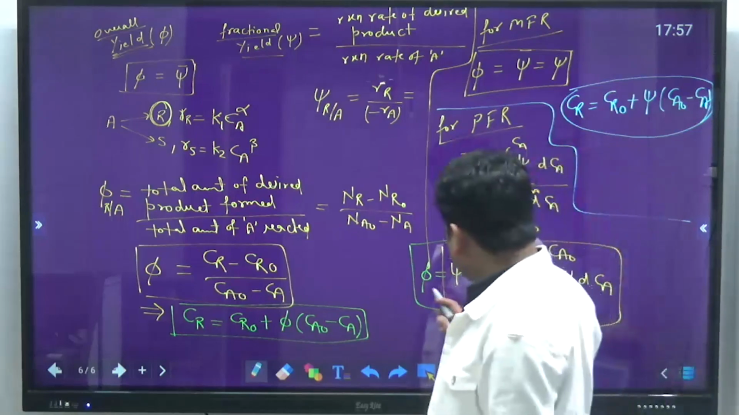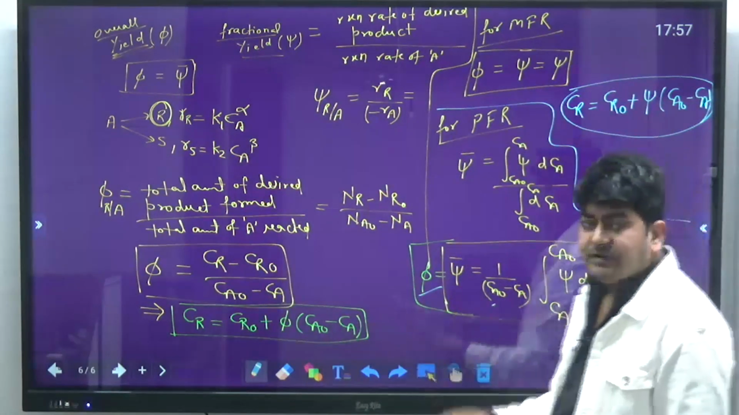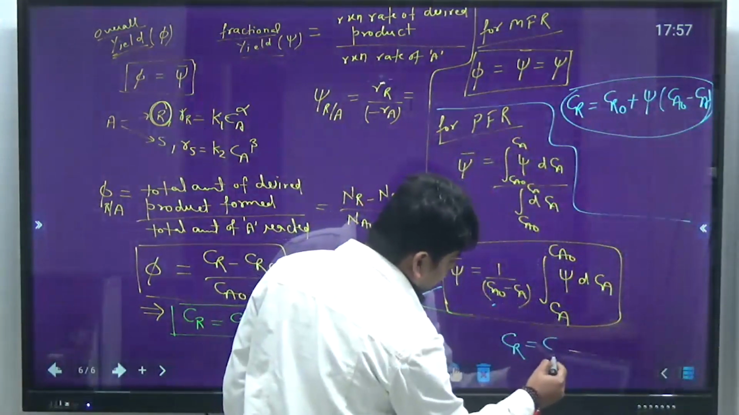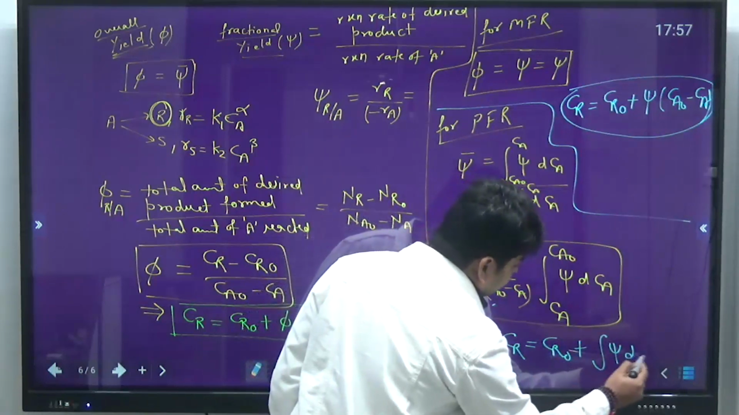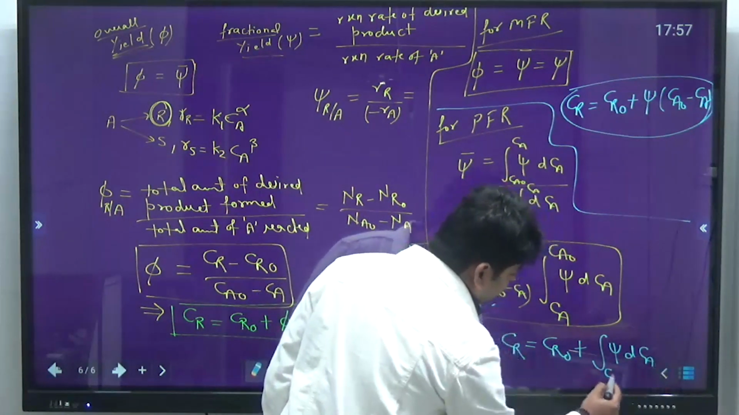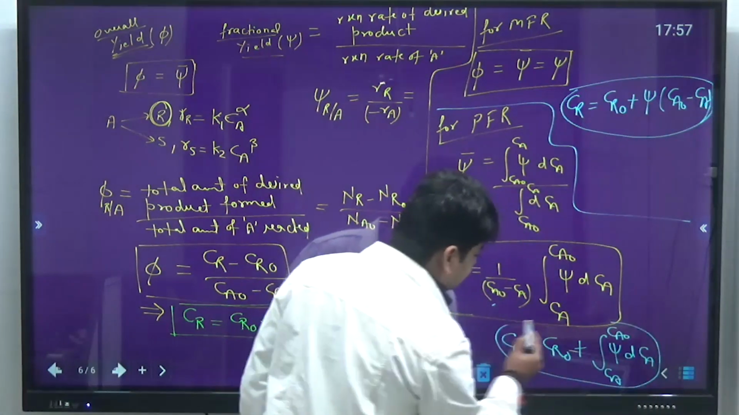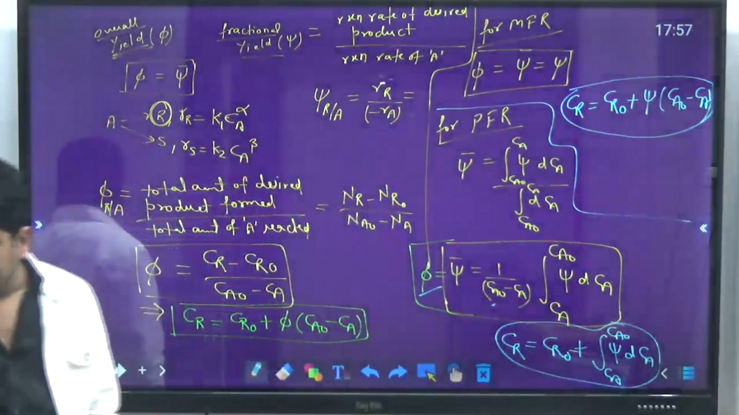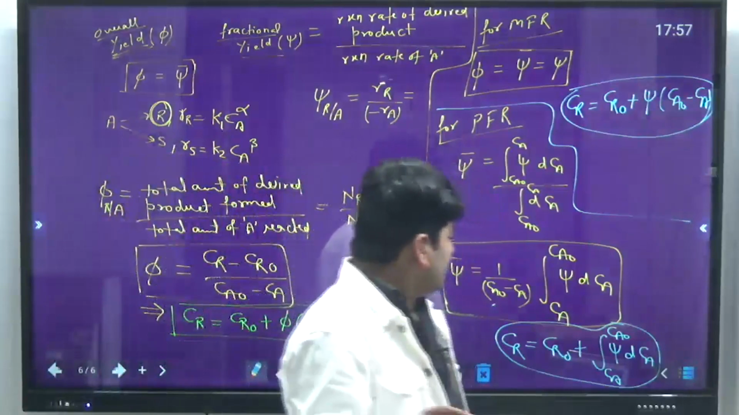Okay, and when you put this value of phi in PFR, then you can see CA naught minus CA term will get cancelled, and CR will be equal to CR naught plus integration of psi dCA from CA to CA naught. Okay, that is about the yield in parallel reaction. Simple.